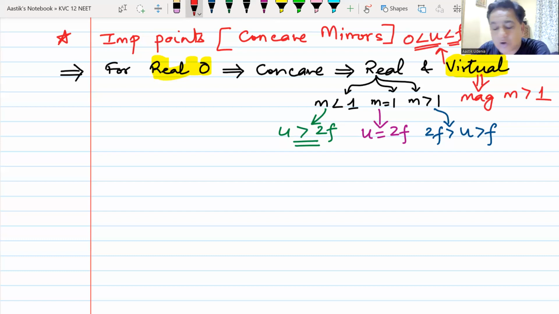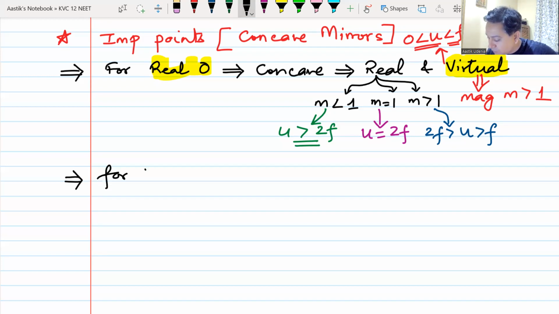A concave mirror can form both real and virtual image of a real object. Real image can be diminished, it can be equal, or it can be magnified, but the virtual image is always magnified. Do we understand this? Now, the second type of object, we have not drawn the image. When the turn comes, we will draw.